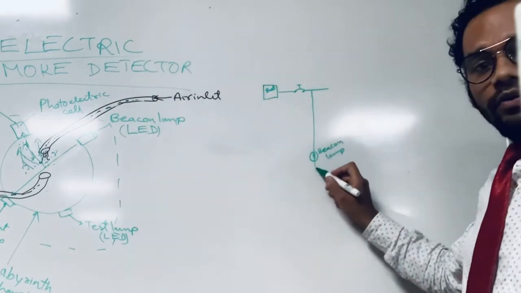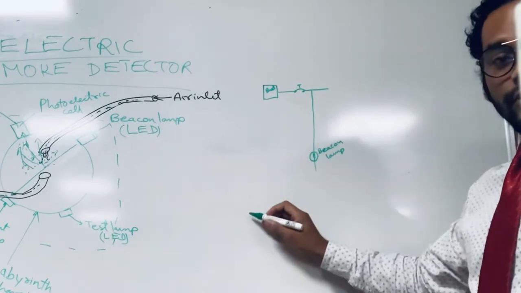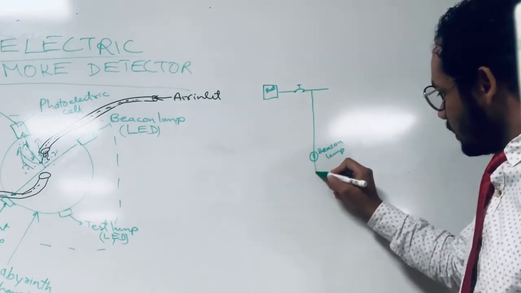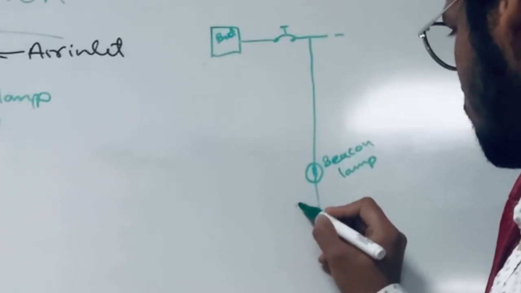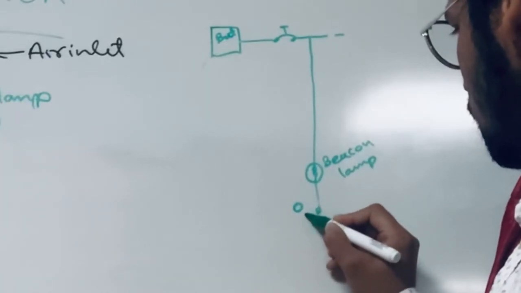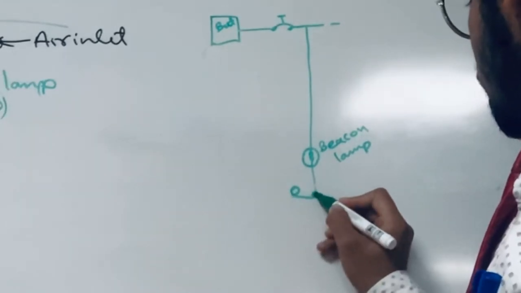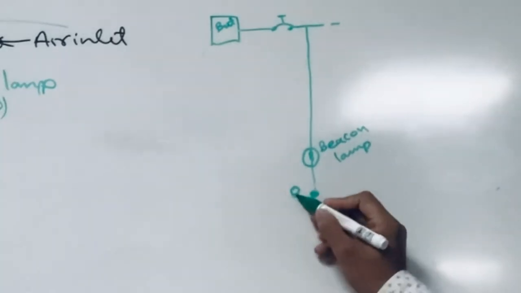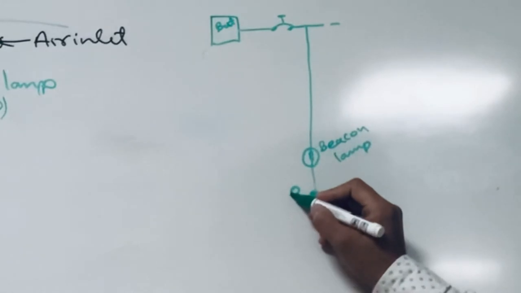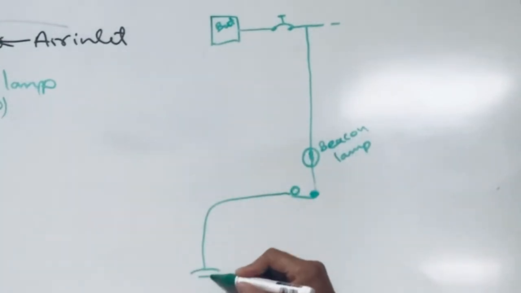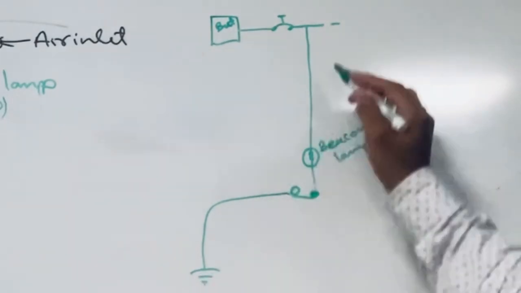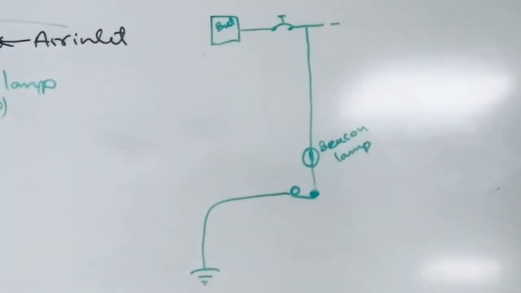Will it light now? It depends whether it is grounded or not. So for grounding, it gets supply like this. Suppose there is a contact like this. Suppose this is the contact. So this contact, when closed, will provide a grounding path like this. And hence, this beacon light will light up, right?